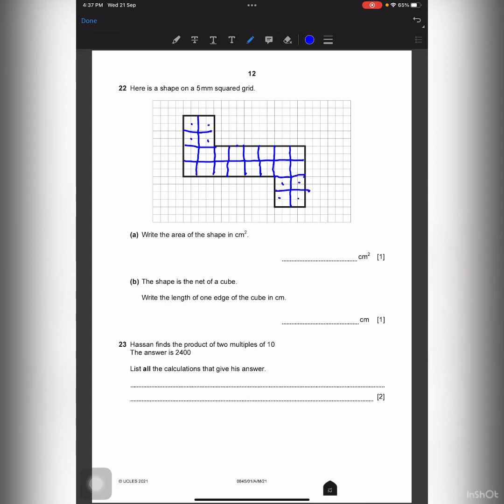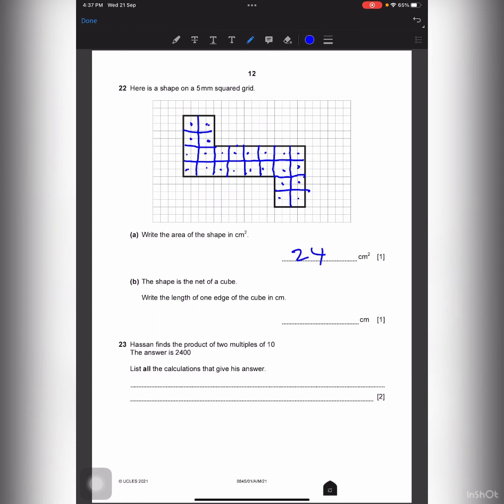1 2 3 4 5 6 7 8 9 10 11 12 13 14 15 16 17 18 19 20, 21 22 23 24. So this is 24 centimeter square. The shape is the net of a cube. Write the length of one edge of the cube in centimeter.